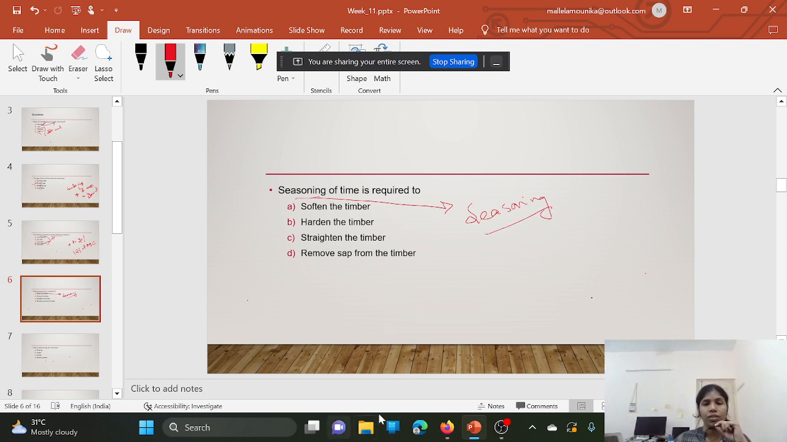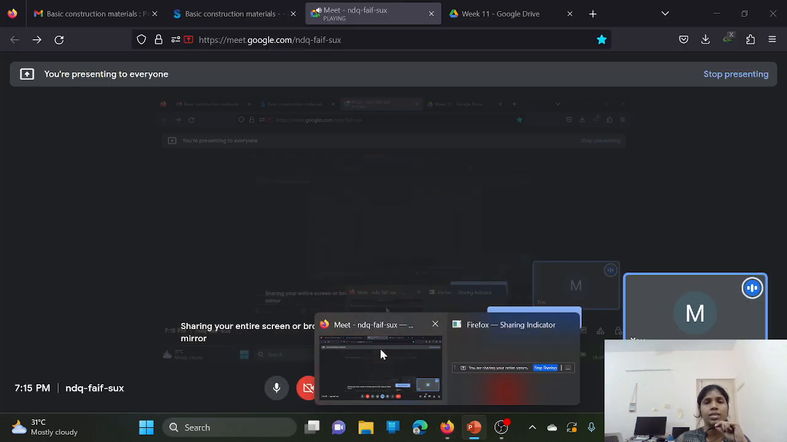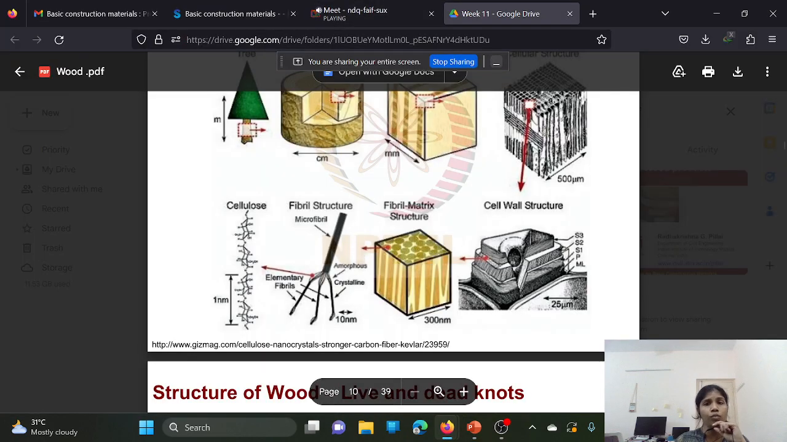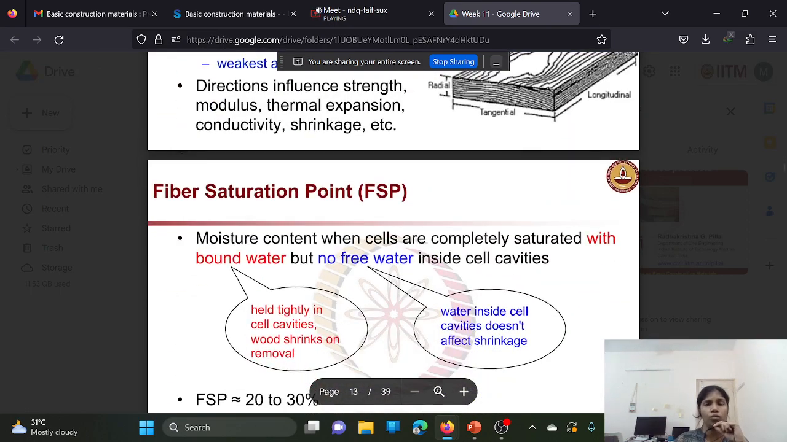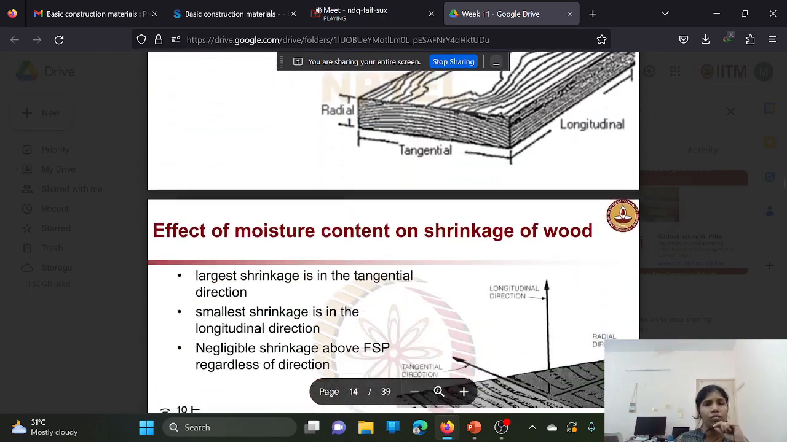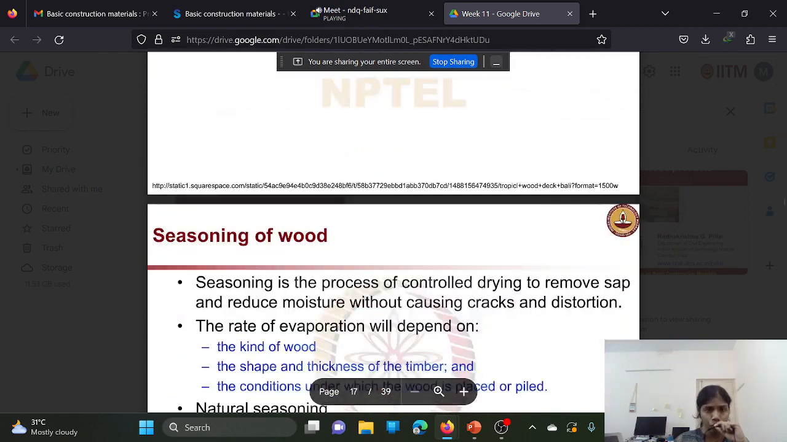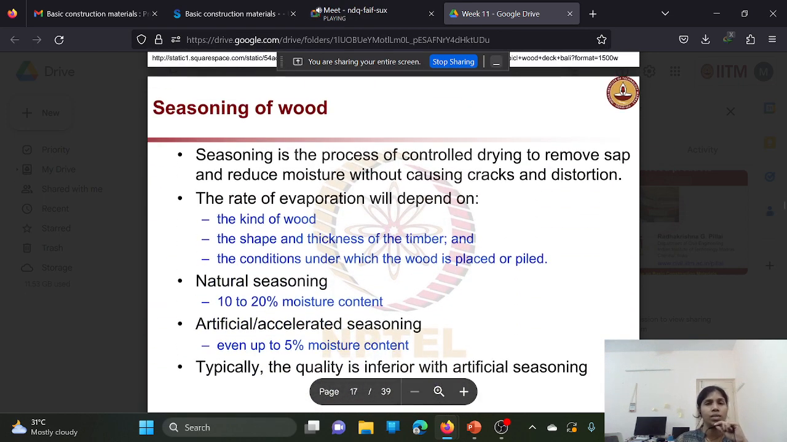See, from the definition you can understand that seasoning is nothing but a process of removal of the moisture content from the wood. Seasoning is the process of controlled drying to remove the sap and reduce the moisture content, but without causing cracks and distortion.